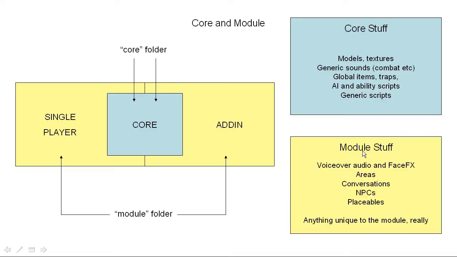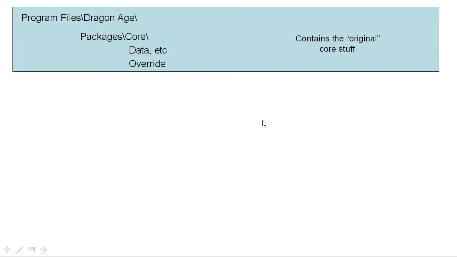So where are these folders located? First of all, the core stuff itself, the original stuff, can be found in Program Files, Dragon Age, packages, core, and data. It contains a lot of stuff. There are other folders as well, things like textures, but data's one that contains a lot of different things. So on the whole, I'll just call these data, etc.